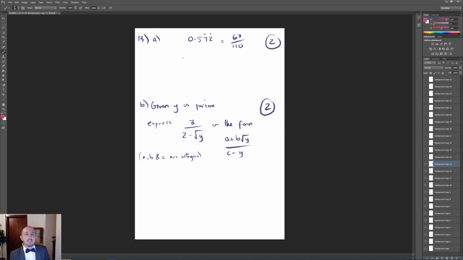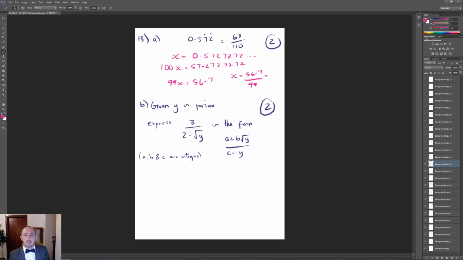Question 13a is a recurring decimal, so we let x equal 0.5727272... and it's got 2 dots here, so we times by 100 and we get 57.27... So these all line up so that you can subtract them, and we get 99x equals 57.2 minus 0.5, which is 56.7.